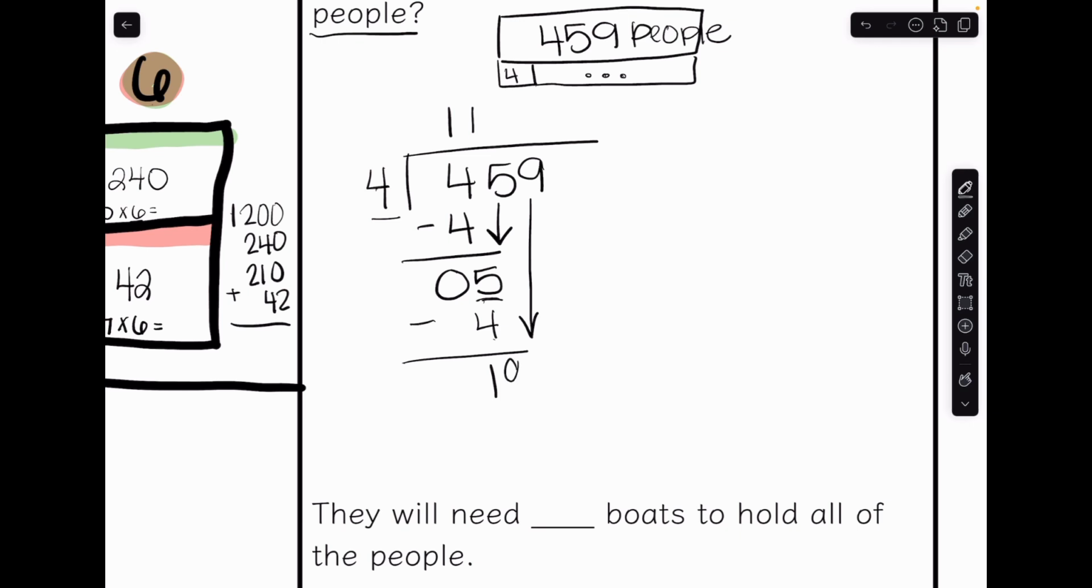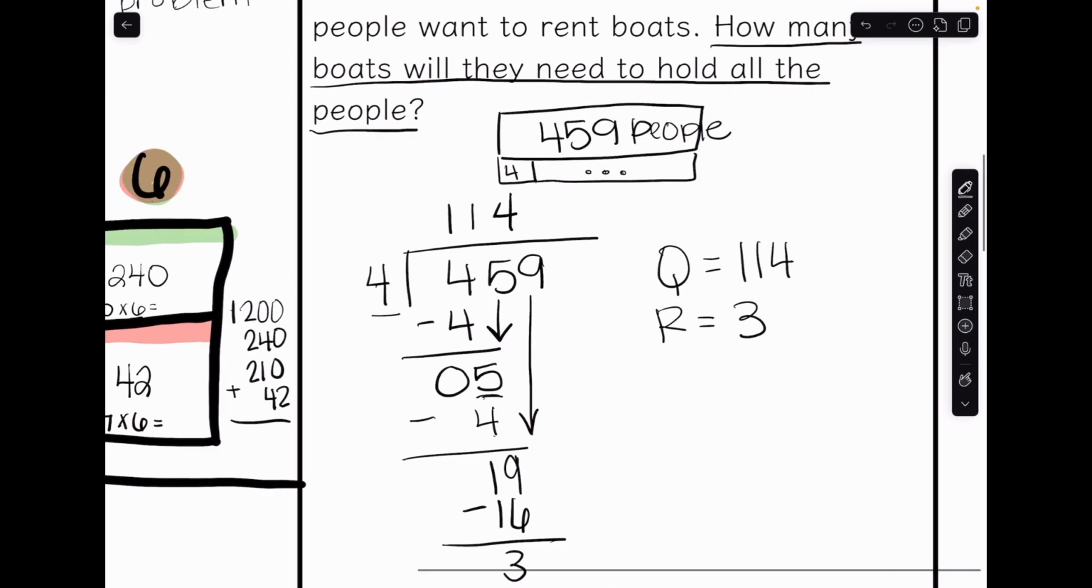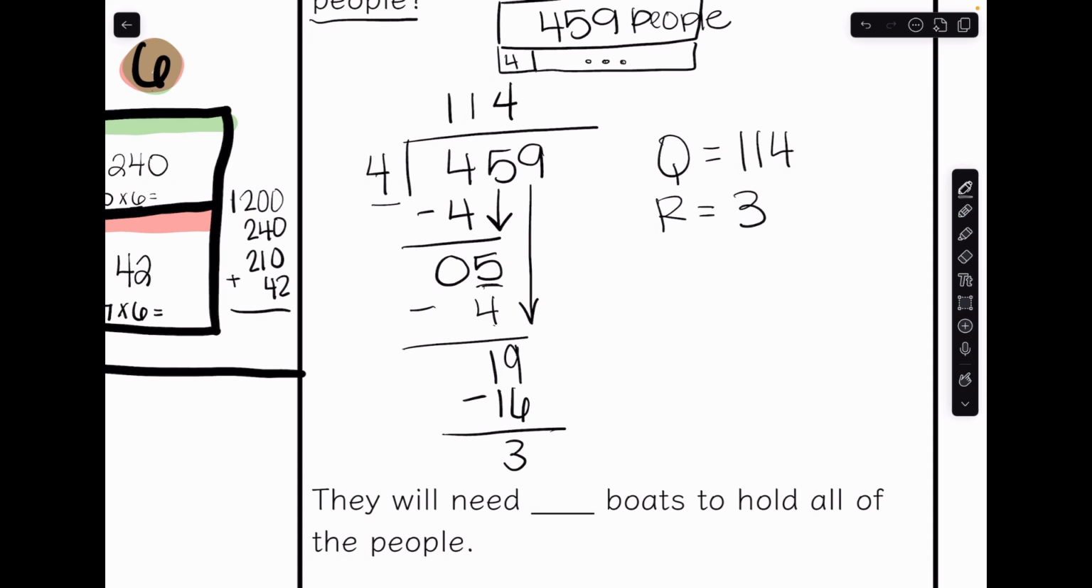Drop down my 9. And how many groups of 4 can I create from 19? And that will be 4 times 4 is 16, and you'll have a remainder of 3. Okay? So our quotient is 114 and our remainder equals 3. But then when we go back to that question, we're asking how many boats will they need to hold all the people? So basically right now, from our quotient and remainder, we understand that we're going to need 114 boats, but there will be 3 people left over.